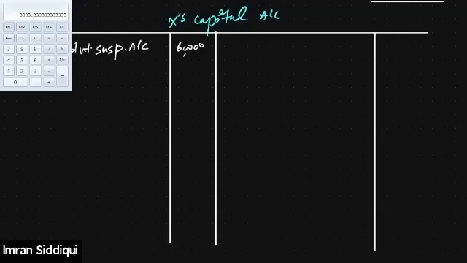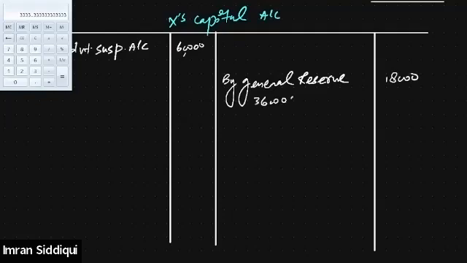So now we will write this in the X capital account by general reserve 18,000. 36,000 into 5 by Sir, advertisement suspense is supposed to be 50,000. Advertisement suspense is 50,000. Yes. Okay, I'm sorry. And general reserve is to be distributed in the ratio of 5:4:3. Okay. So that means general reserve will not be 18,000. Let me just calculate it. 36,000 into 5 by 12. We will get 15,000.